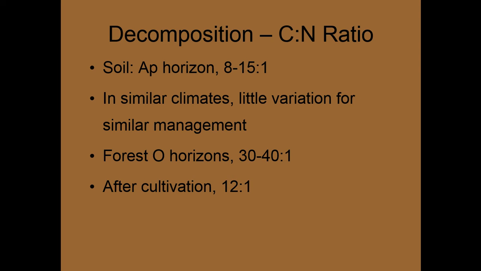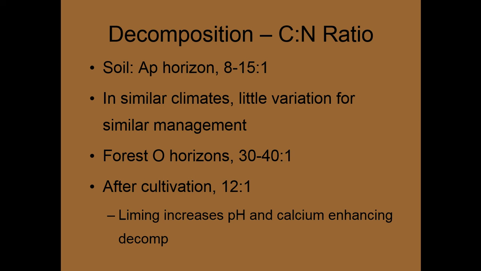In the soil, a typical Ap horizon has a carbon to nitrogen ratio of 8 to 15 carbon for every 1 nitrogen. In similar climates, there's little variation based on management. Forest horizons can be up to 30 to 40, and once cultivated, changing that forest into agricultural land can decrease that carbon to nitrogen ratio down to 12 to 1 sometimes. This can cause a loss of organic matter, and also change the pH and liming requirements, which we spoke about in the previous video.